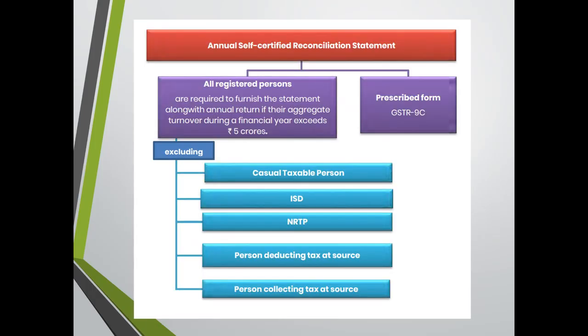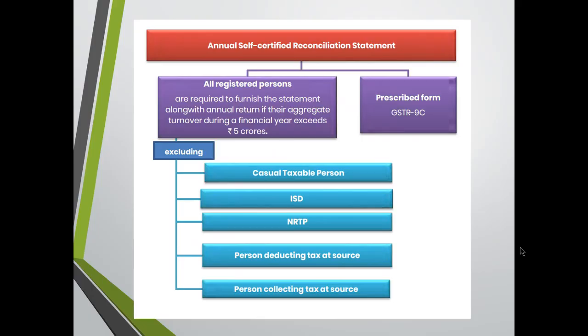So what is the difference between 9 and 9C? I will tell you, my dear friends, kindly listen. The difference in form between the annual return and the annual statement or reconciliation statement. This annual return in form number 9 is a return having so many normal columns, and any sort of mistakes you can correct in this GSTR 9, as I was mentioning. 9C is a reconciliation statement.